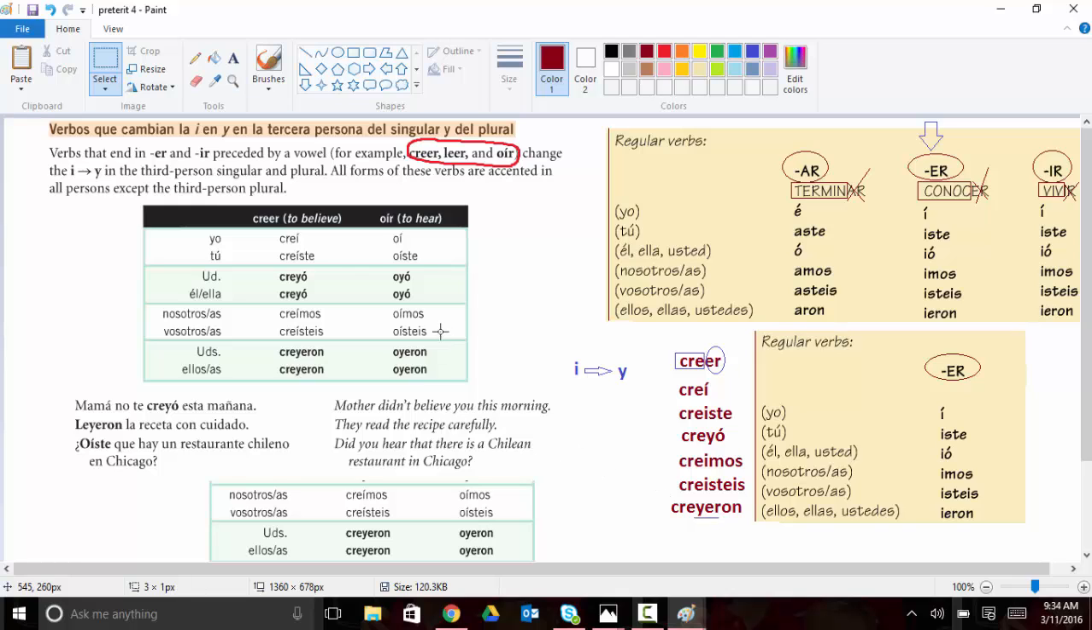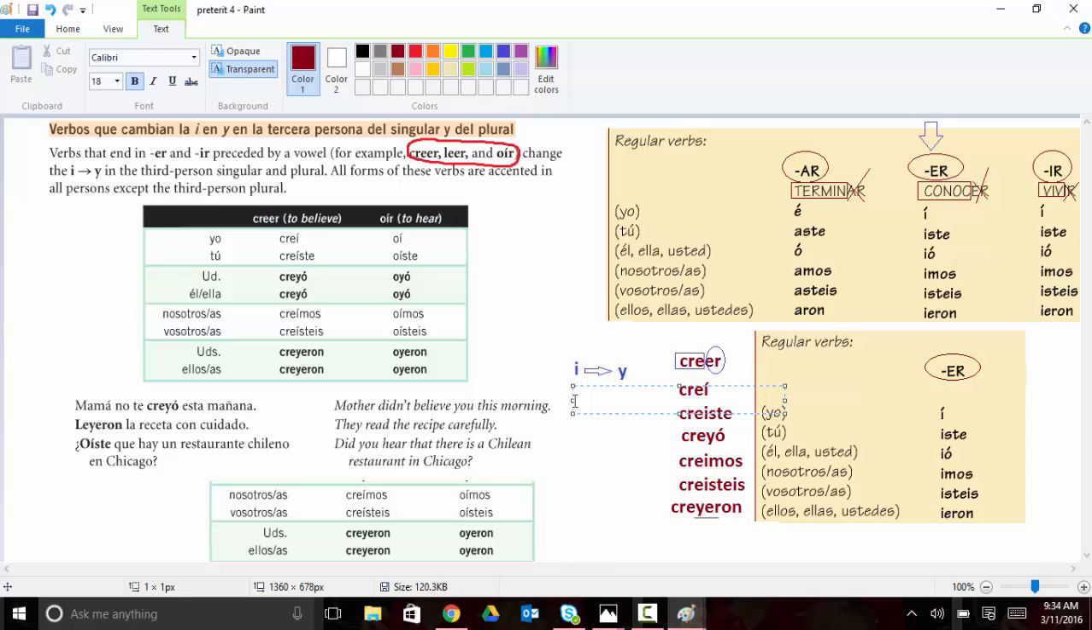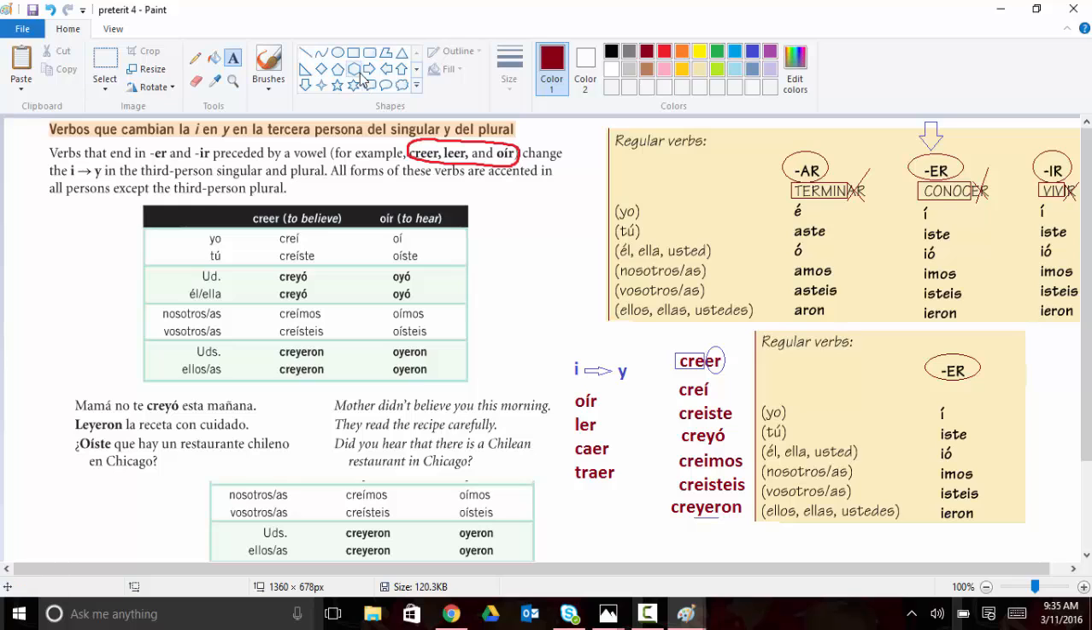Okay, and that would happen with verbs like oír, leer, maybe caer, to fall. So those are just a few, maybe also traer, to bring. So those are a handful of verbs for which this would hold true.